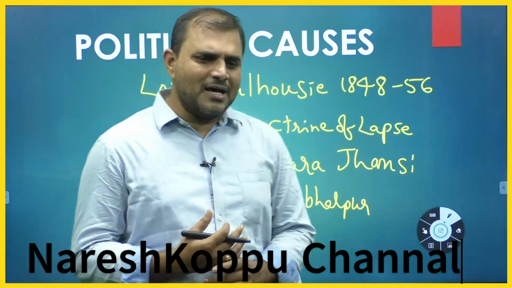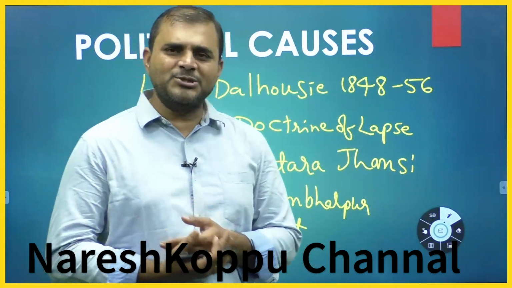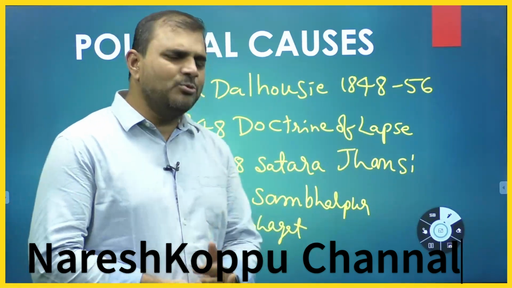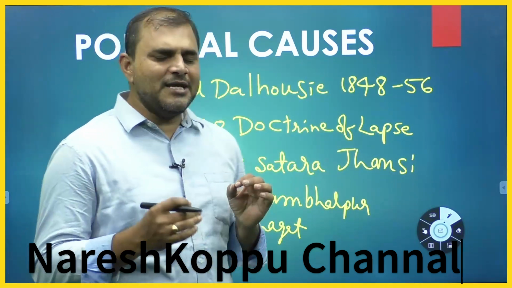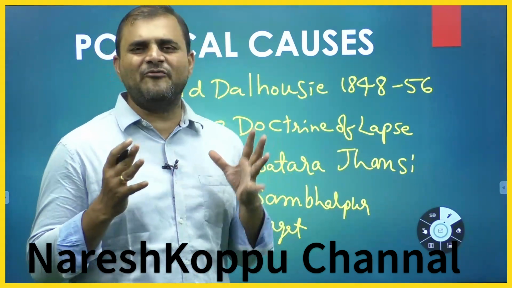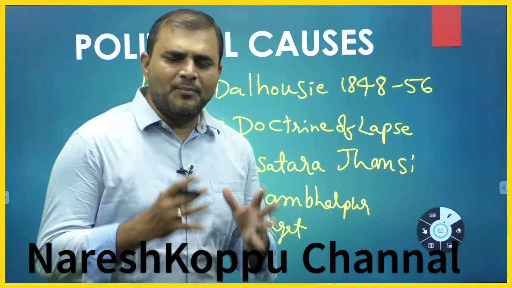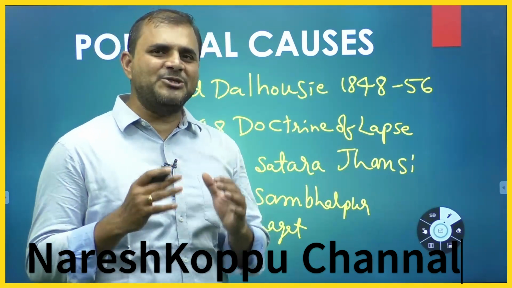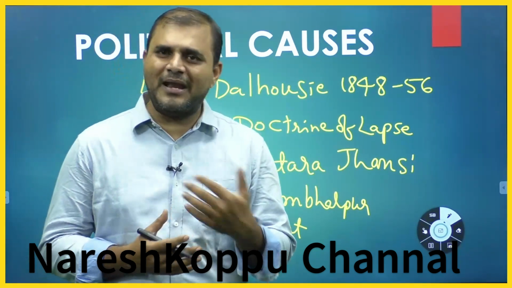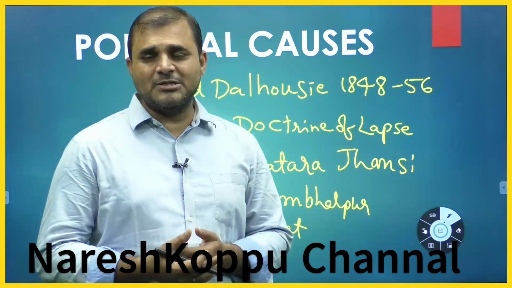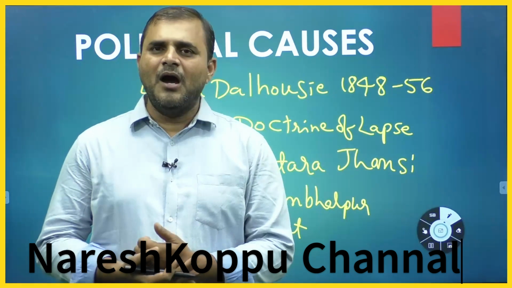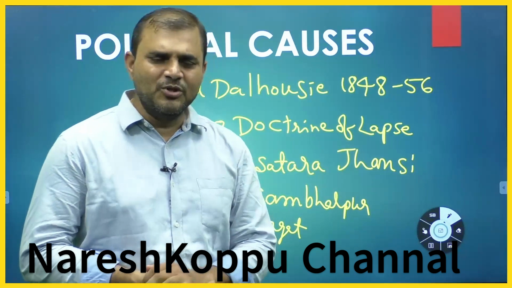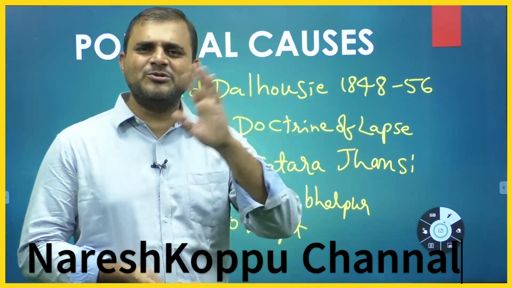For example, Nana Saheb was the adopted son of Baji Rao II. Baji Rao II was the last Peshwa. In 1818, Lord Hastings defeated Baji Rao II and he was sent to Bithur as a pensioner. He got 8 lakhs pension per annum, but he had no male child. Under this policy, Dalhousie stopped paying the pension to Nana Saheb too. So when the revolt started, Nana Saheb joined the revolt.